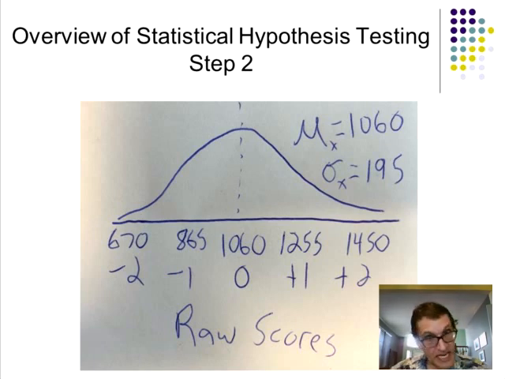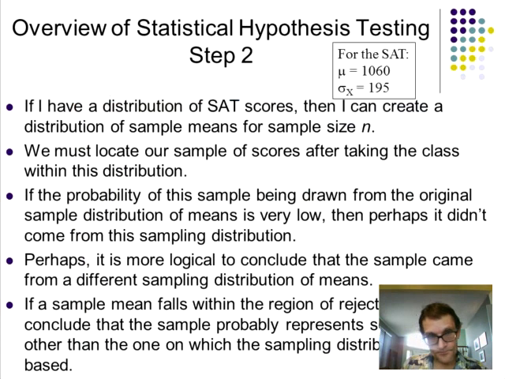And so we've seen the way we can map this out. We put 1060 at the center, and that maps out to a z-score of 0. Go up one standard deviation, so 1060 to 1255, I'm adding 195 there. And 1060 to 865, I'm subtracting 195. So we've seen this before.